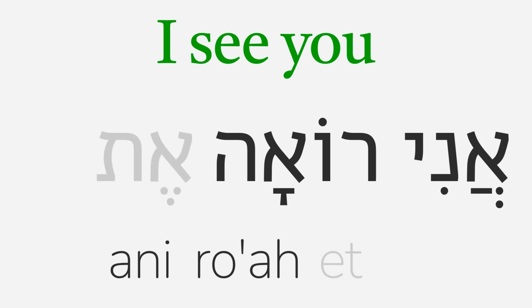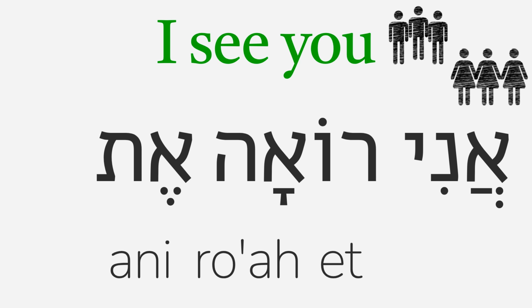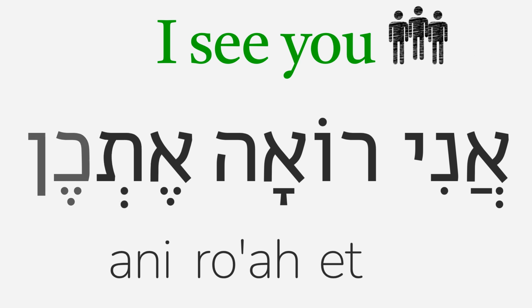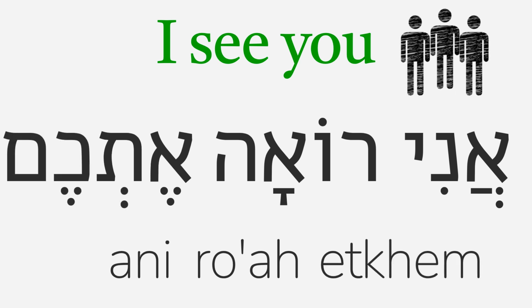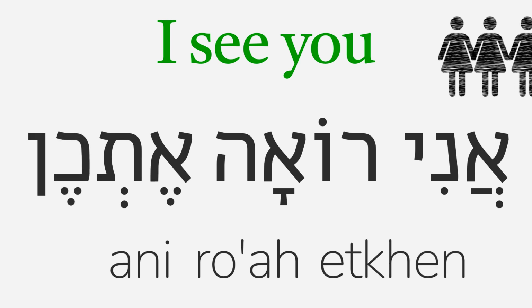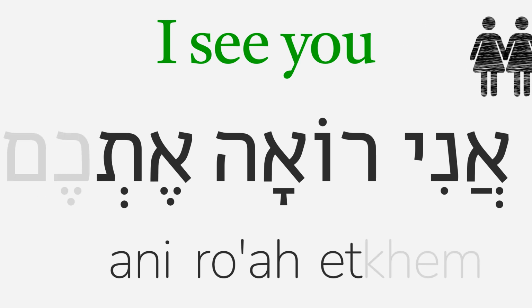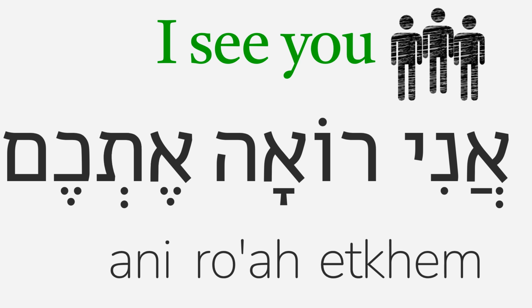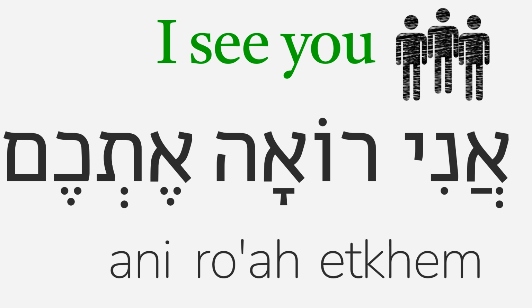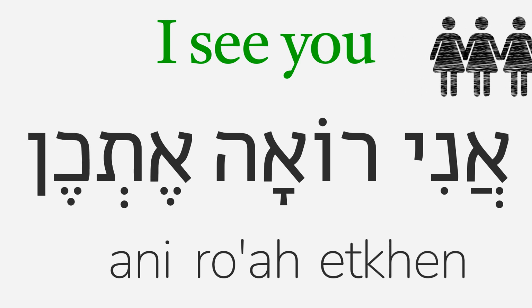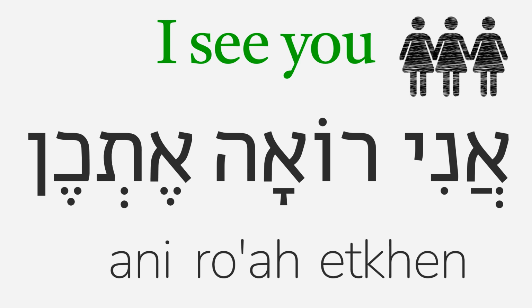And if the you is masculine or feminine plural, the suffix will be chem or chen. With these suffixes, and only these suffixes, the preposition et does not change its vowel to an o. It just stays as et. And the pronunciation marker in between is a shva. Et chem, you masculine plural, and et chen, you feminine plural. Ani ro'a et chem, I see you, masculine plural, or ani ro'a et chen, I see you, feminine plural.